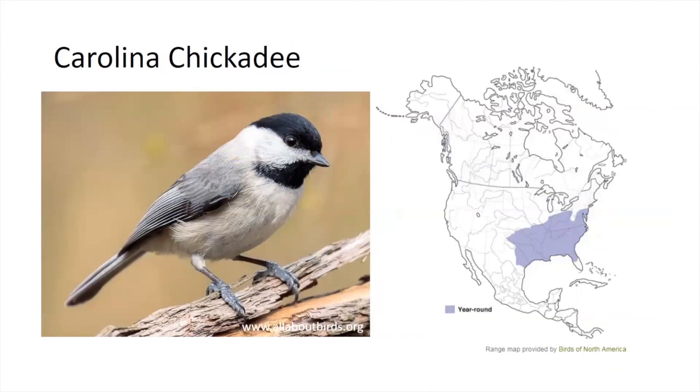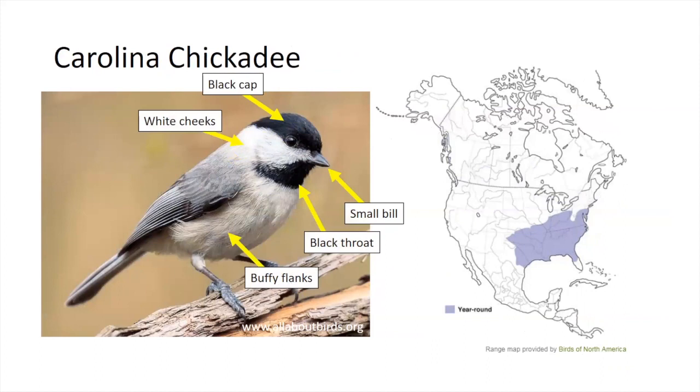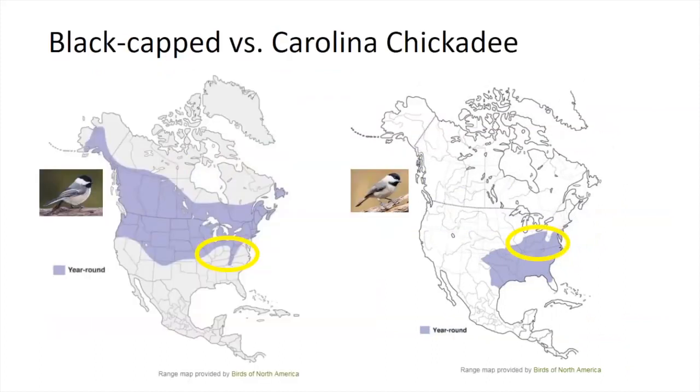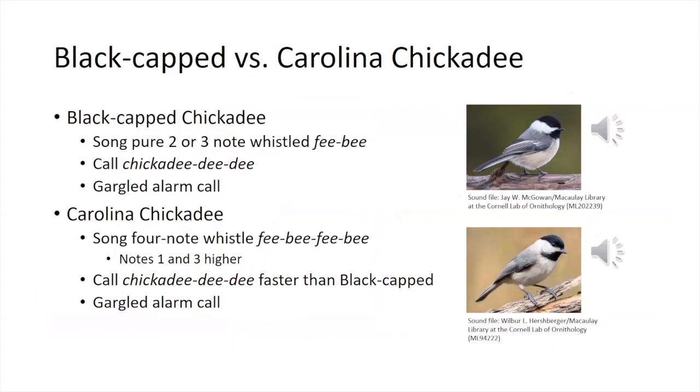The Carolina chickadee is in the southeastern portion of the country, and they look almost essentially the same. So if you happen to be in this overlap region in the Ohio, Tennessee type area, you'll oftentimes be able to have both of them in the same location, and because they look so similar, the best way to tell them apart is by their song.